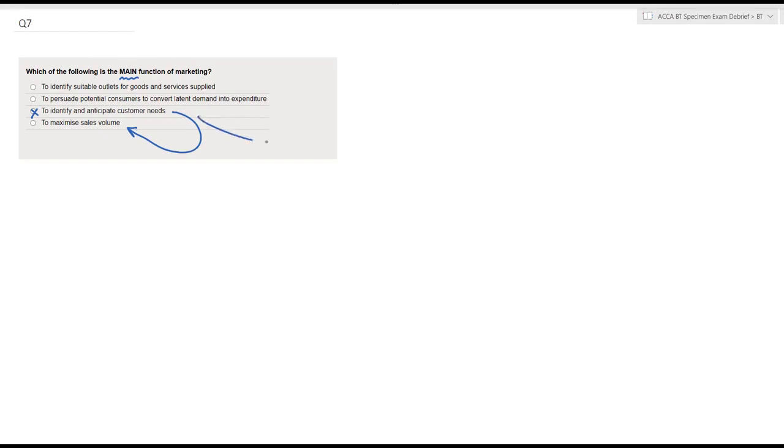It will allow an organization to persuade consumers to spend. It will allow an organization to identify suitable outlets for goods and services supplied. The correct answer is to identify and anticipate customer needs. And I think the others all become a subset of that main function.